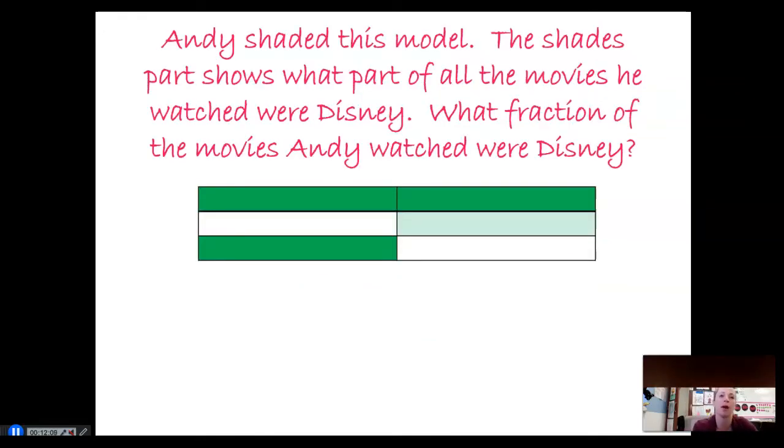All right, what about this one? Andy shaded this model. The shaded part shows what part of all the movies he watched were Disney. What fraction of the movies Andy watched were Disney? This one here, this light green, is also shaded. Okay, so what is your fraction there? Please write that down and we will check. All right, so your fraction, you should pause the video. If you're not ready, go ahead and pause right now. If you're ready, we're going to go over it.